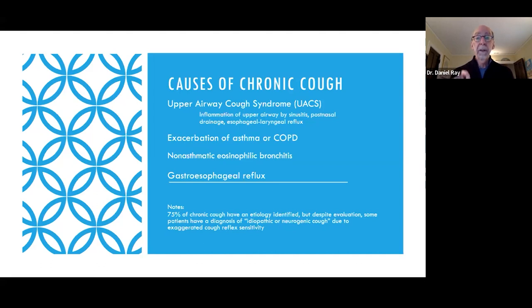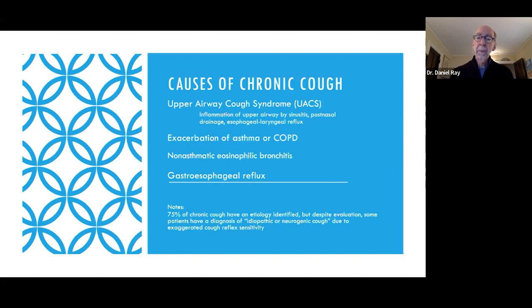You can have exacerbations of asthma, COPD that linger and are associated with a chronic cough, this non-asthmatic eosinophilic bronchitis. So that, again, atopic individuals, normal spirometry, no wheezing, that have eosinophilic rich mucus and eosinophilic inflammation of the airways and have persistent cough as a result. And then gastroesophageal reflux.